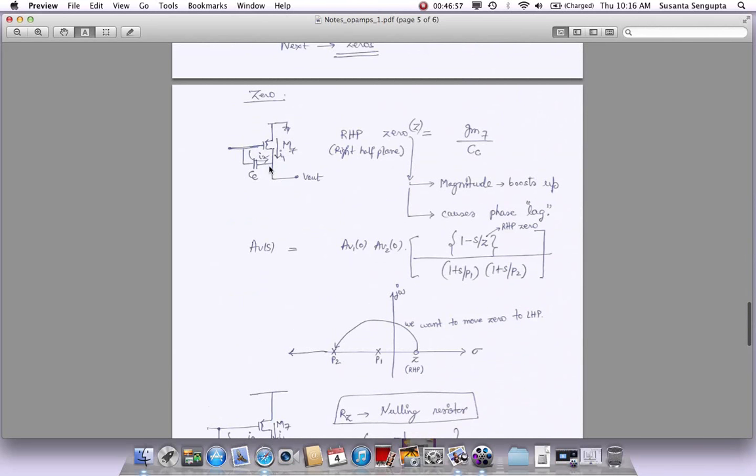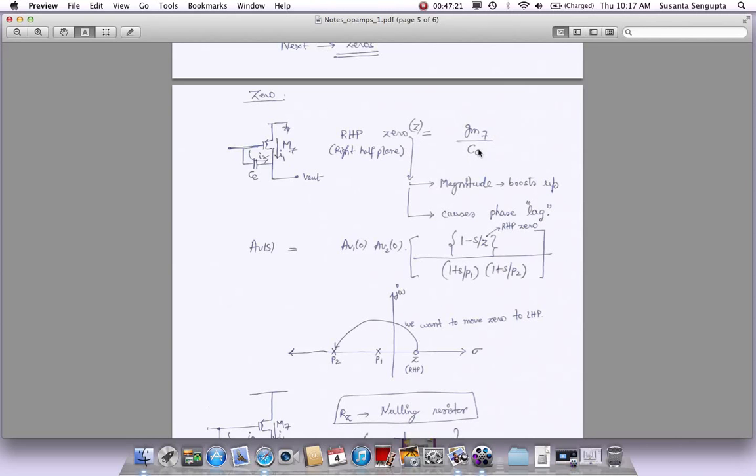We have a path I2 which goes through CC. We have a path. If you have some V here, you will have GM times V here, which creates the current I1. So I1 and I2 could just satisfy each other such that nothing goes out to output. At that frequency, you will have a zero. And unfortunately, in this case, it forms as a right half plane zero, whose value is GM by CC.